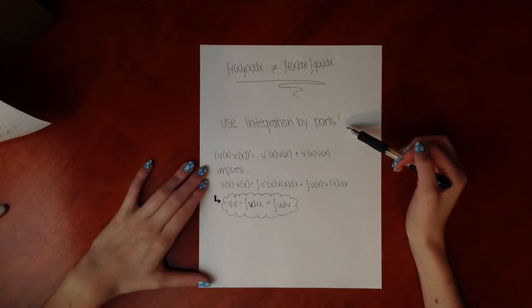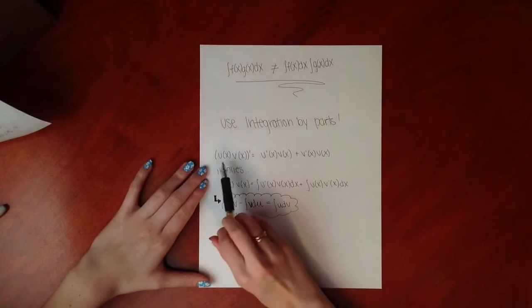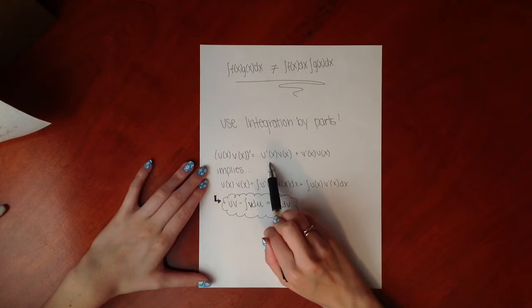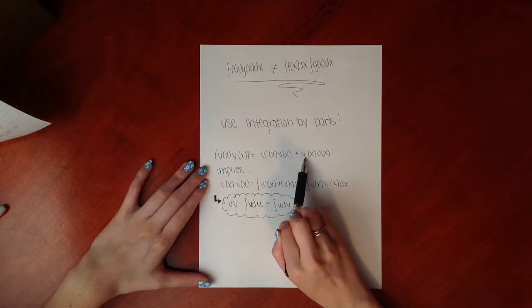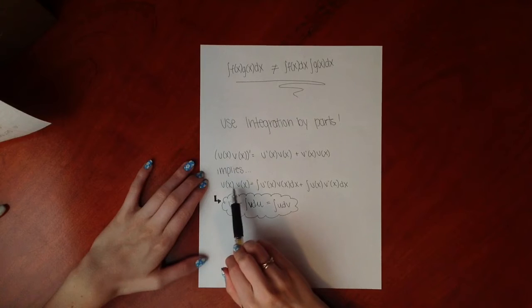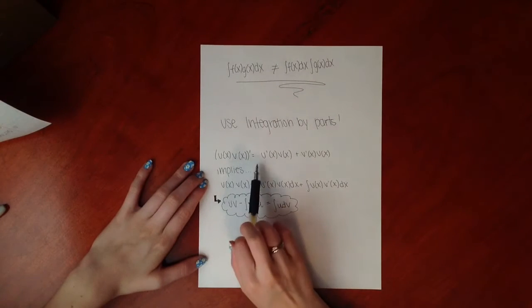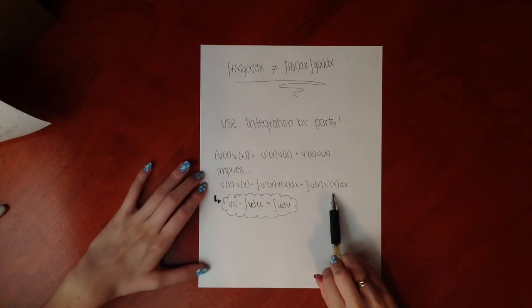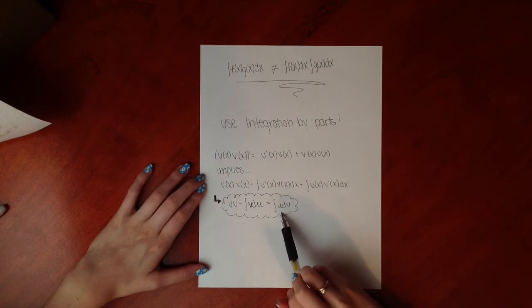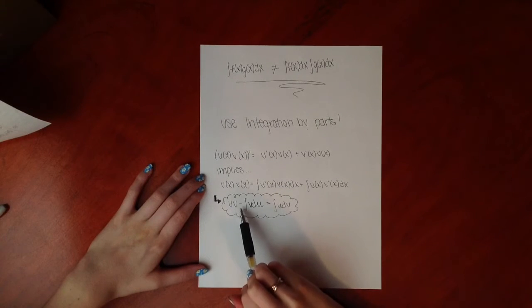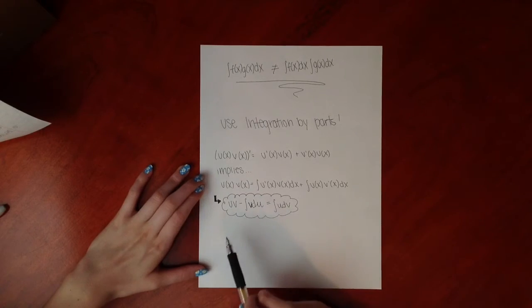Integration by parts is derived from the product rule, which states that the derivative of u of x times v of x equals u prime of x times v of x plus v prime of x times u of x. If we were to try to solve for u of x times v of x, we could integrate both sides of the product rule equation to get this equation. Therefore, if you were given a situation where you wanted to solve for the integral of u dv, you would just need to find u times v minus the integral of v du.